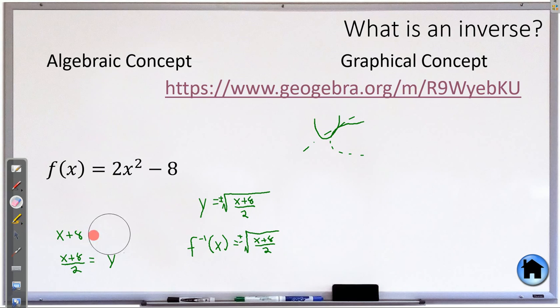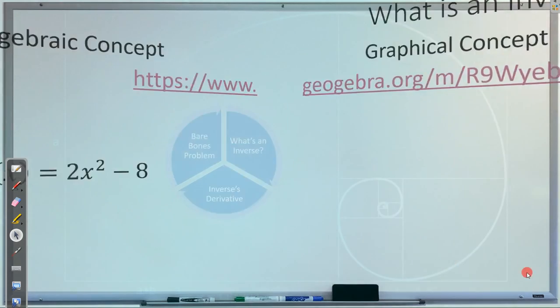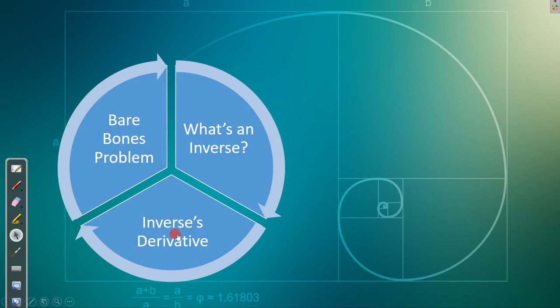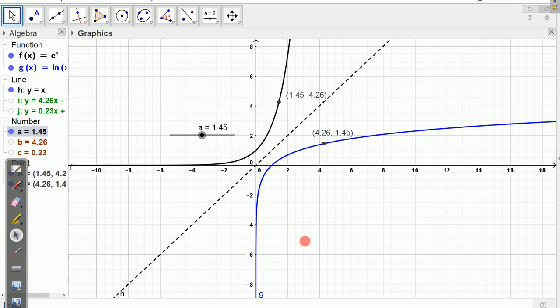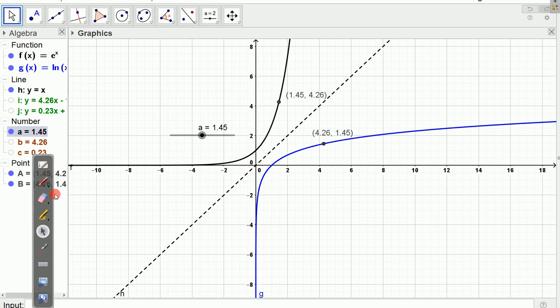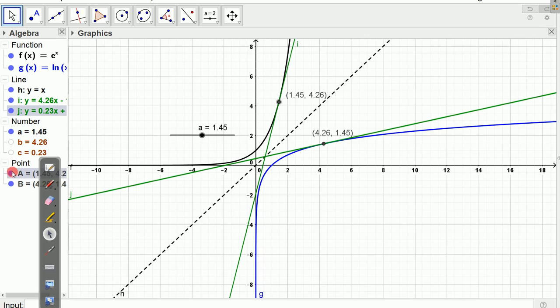Alright, so this is all about slopes for calculus. So let's talk about the slope of an inverse function. Alright, so the inverse's derivative. What does that look like? Well, let's go back to our visual here. And since we are looking at derivatives, we need the slopes. So I'm going to put the tangent line for each of those points. I don't really need their labels anymore.